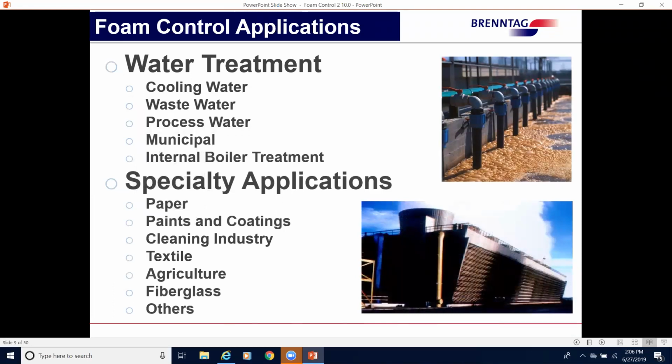Okay, so foam control applications. Here are the many different areas where foam is present. You have the water treatment areas, and you also have the specialty applications in different industries such as paper, paints and coatings, cleaning industry, and so on. But for the sake of our presentation today, we mainly want to focus on the water treatment areas, primarily cooling water, wastewater, processed water, and the municipal sector.